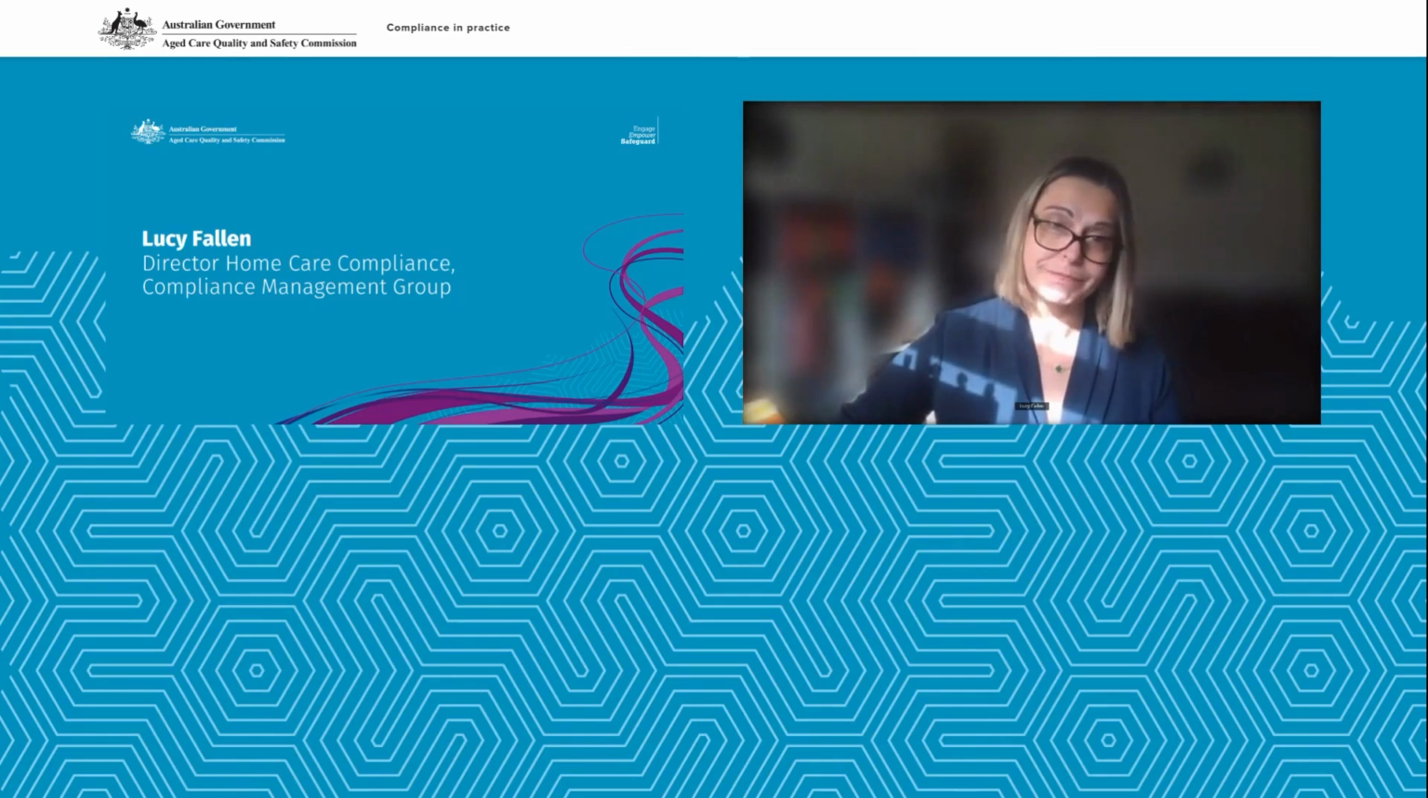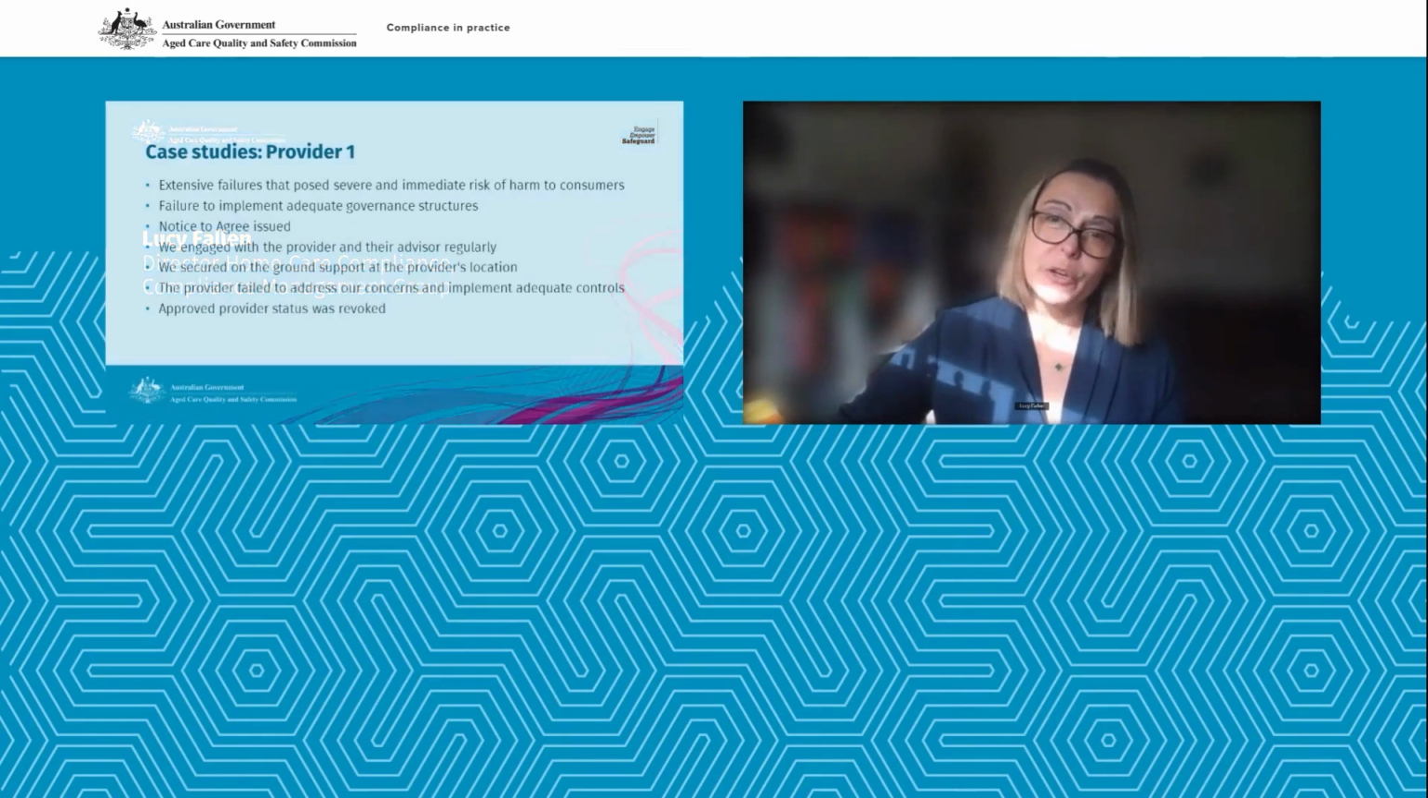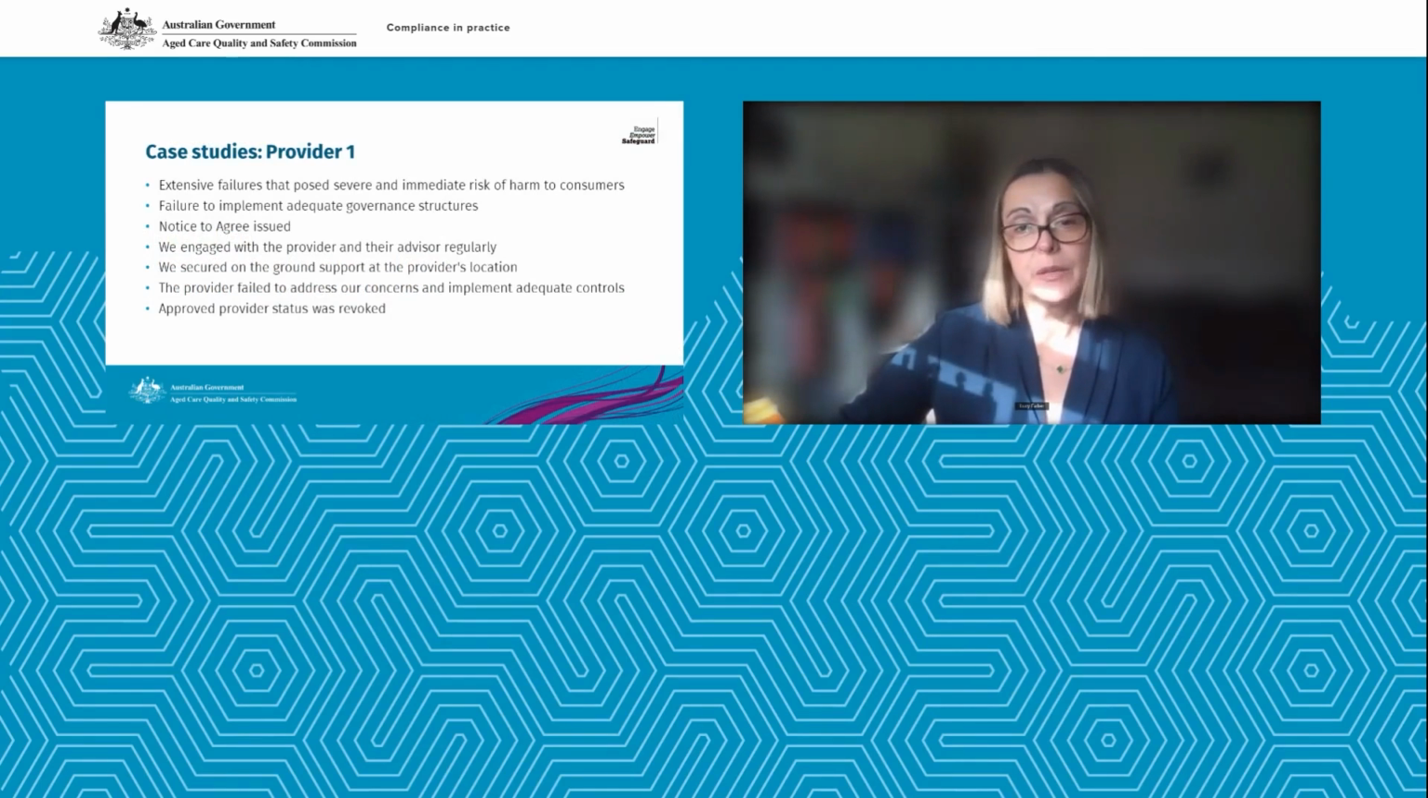Hopefully, they will reinforce some of the things others have spoken about in relation to the importance of provider posture. Following a quality audit of a home care provider whose service delivery model was underpinned by self-managed packages and subcontracted care and service delivery, the Commission found extensive failures. The root cause of the provider's failures was the failure to implement adequate governance structures to ensure its subcontractors delivered safe care and services to consumers.